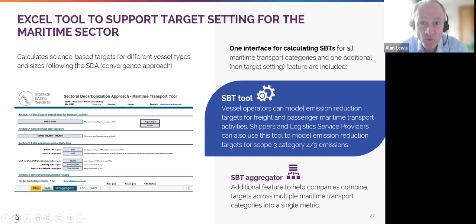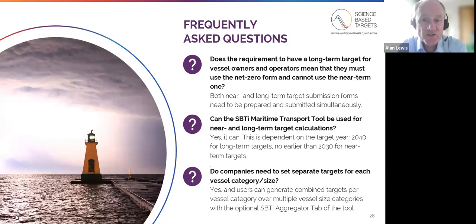So there's basically one interface there for collecting the science-based targets, and alongside that there is one additional feature, which is an aggregator tool. It is non-compulsory, but it helps companies which have their vessels or their activity in different size categories of the same vessel type, and that would allow a company to build a bottom-up situation, and we'll touch on that in the coming slides. So if we can click on again, please. Some frequently asked questions based on the response to the guidance so far.